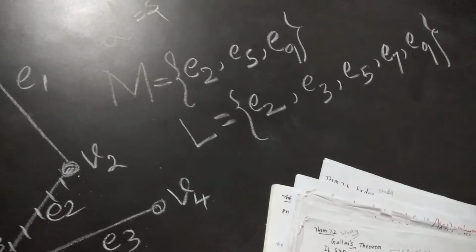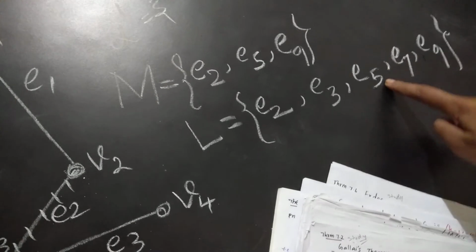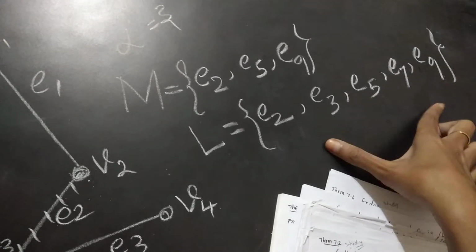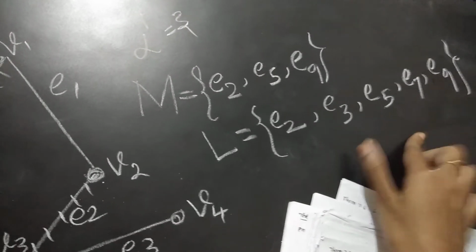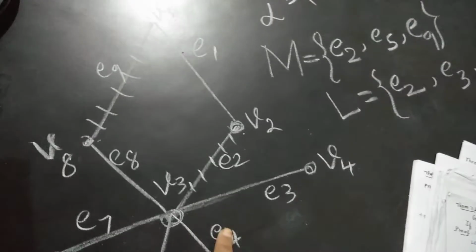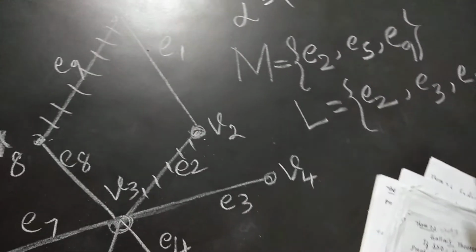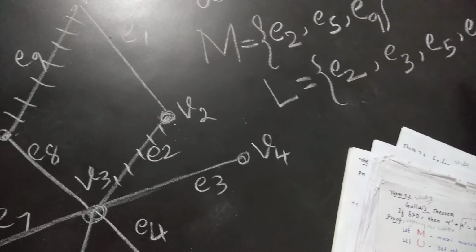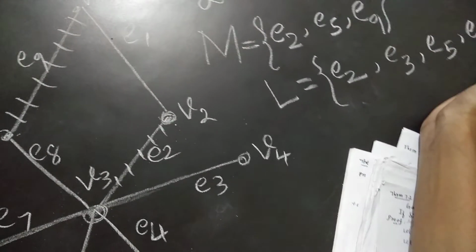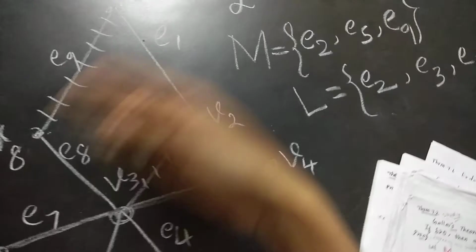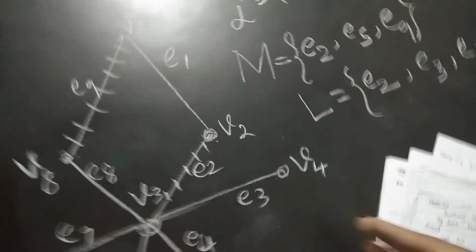Okay, let us continue. L is equal to E2, E3, E5, E7, E9. I am going to say this is a minimum edge covering of this graph G. How can I say that? Edge covering means, here these are some of the edges, right? I am going to say this is the edge covering of this graph G. I will tell you how.